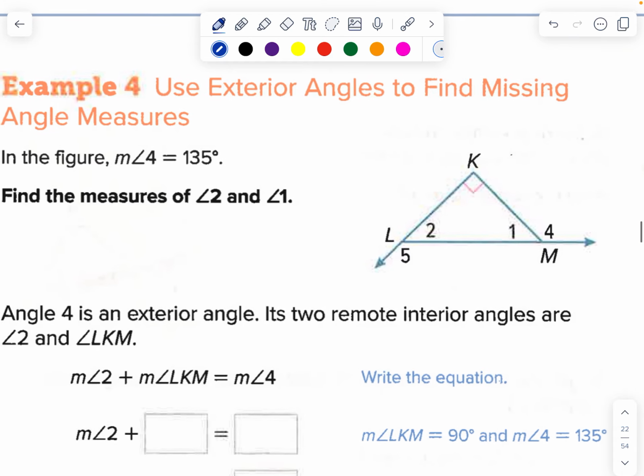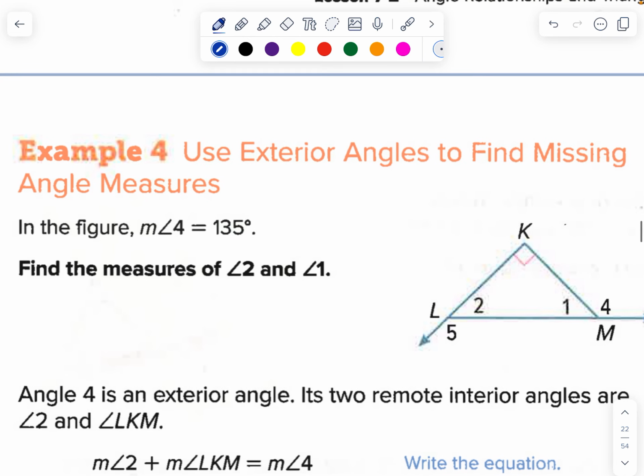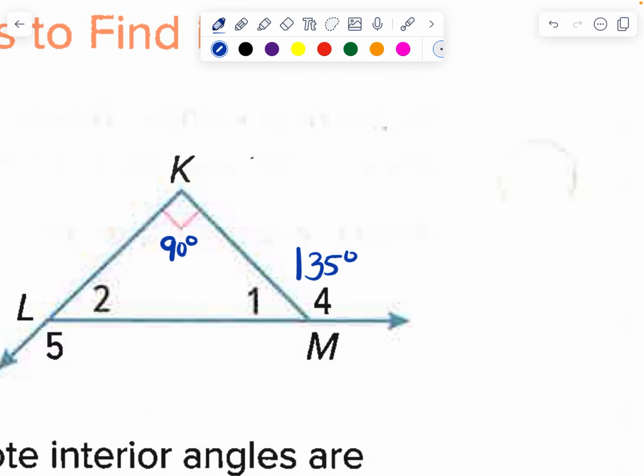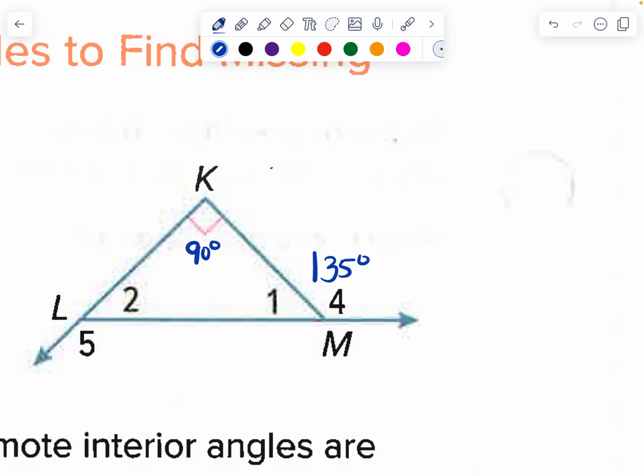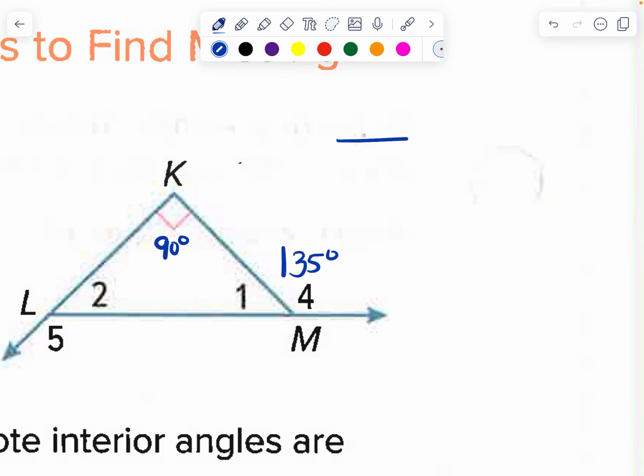Okay. We're finding the measure of angle 2 and angle 1. We know that this angle right here is 135 degrees. We know that this is 90 degrees. Okay? So let's do this. We're going to redraw this so it's easier for you to see.